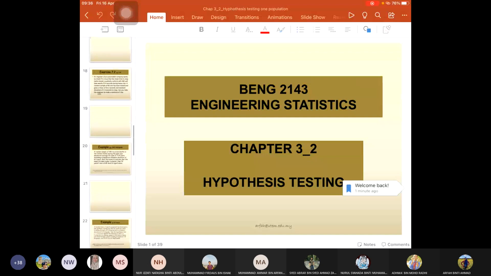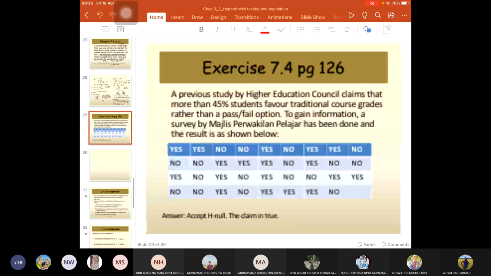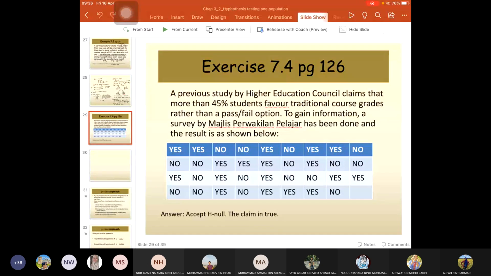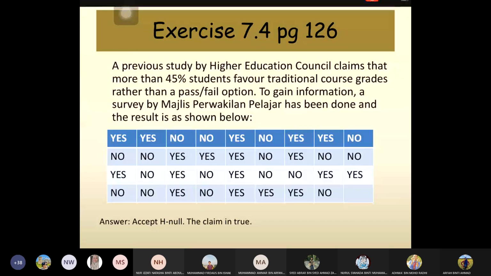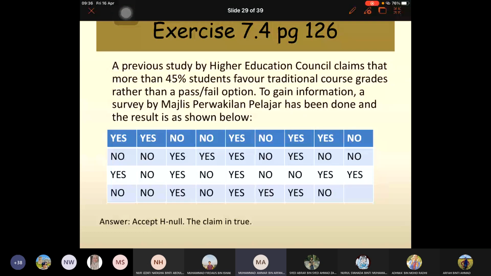So kita tengok exercise this one. Exercise 7.4. Okay. So in this exercise dia kata, nampak semua slide? Nampak. Okay. So a previous study by Higher Education Council claims that more than 45% favor traditional course grades rather than a pass or fail option. So to gain information, a survey by Majlis Perwakilan Pelajar has been done and the result is shown below. Okay. So dia dapat, ini keputusan dia. Berapa orang yang cakap yes dan berapa orang yang cakap no.